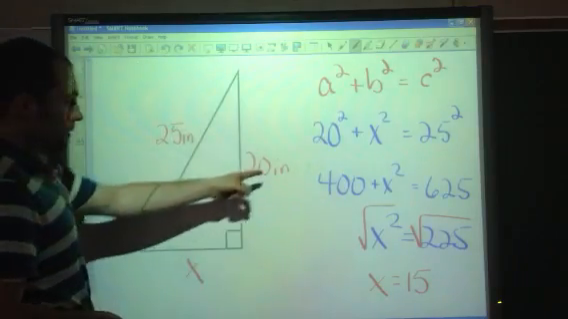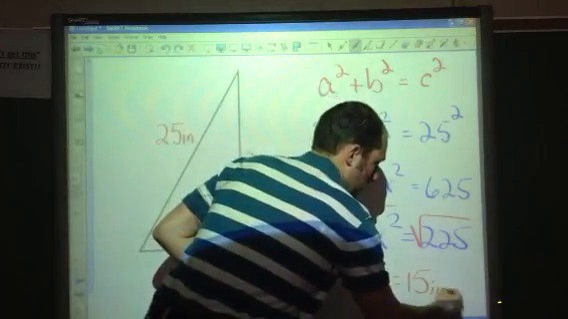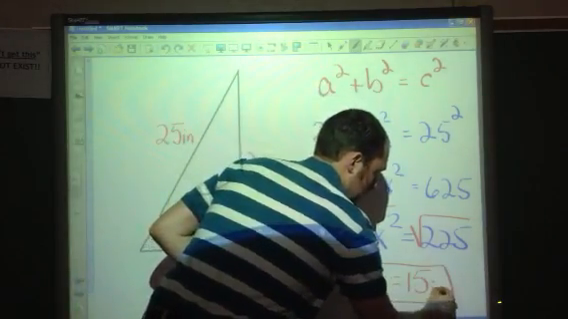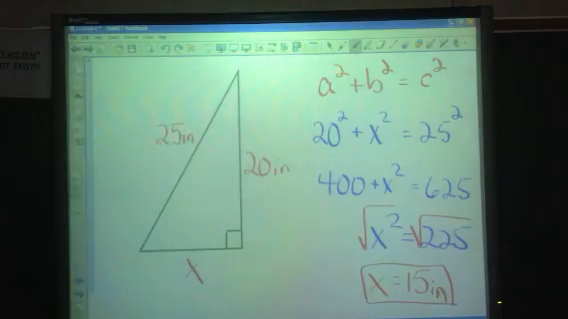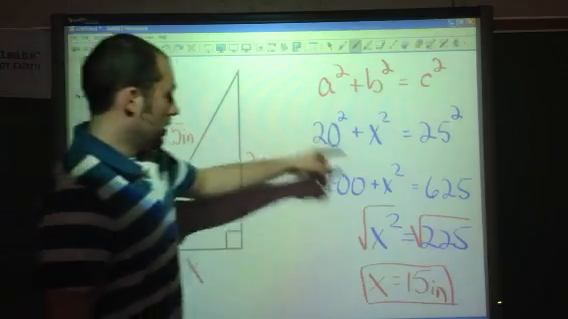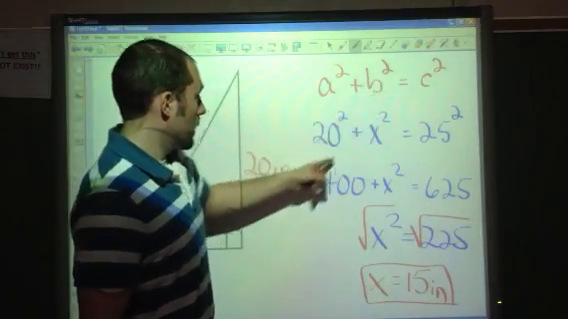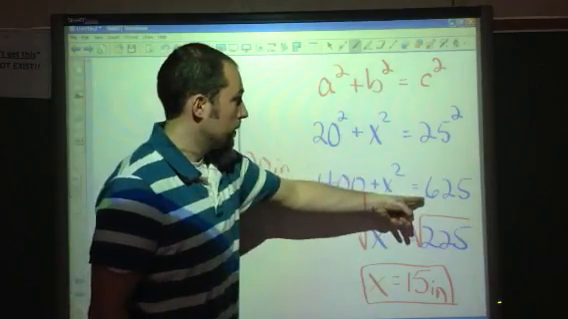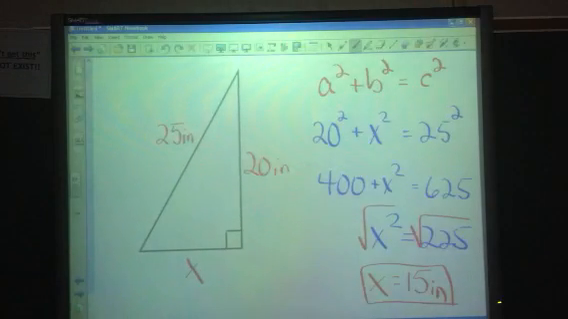Always remember your labels. I'm looking at inches. So my side B comes out to be 15 inches. And again, if I were to work backwards, maybe plug in 15 squared and 20 squared, it should come out to be 625. And that's basically all there is to the Pythagorean Theorem.